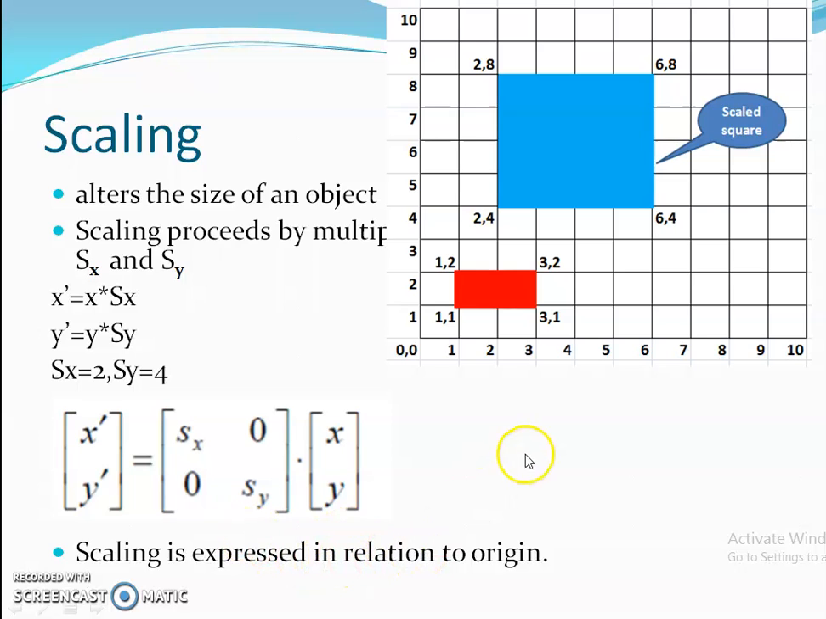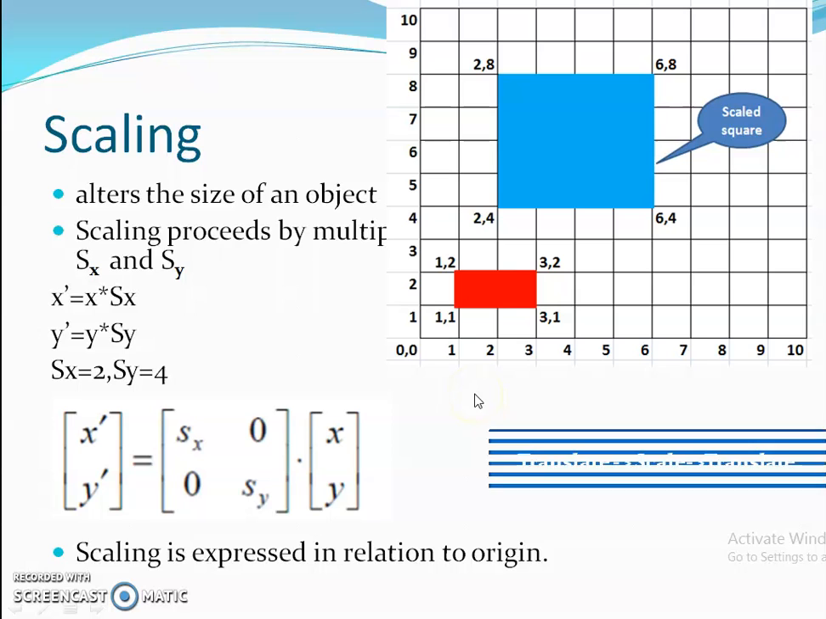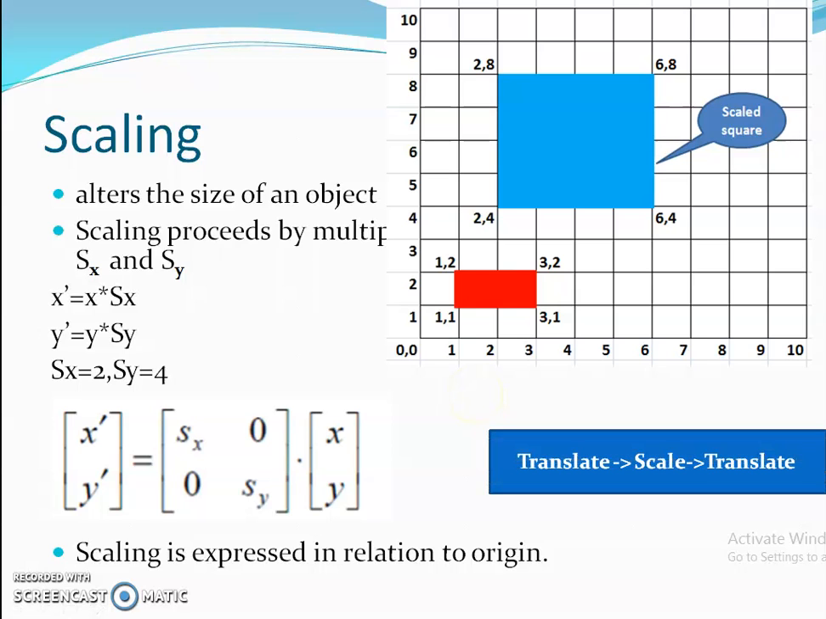Scaling is always expressed in relation to the origin. Whenever we want to preserve the origin, we should perform the operation like this, so the coordinates are based on the origin. First there is a need to translate it, then scale it, then translate it back. The order matters, so if we change this order, we can't get the expected output. The order should be translate, scale, and translate.